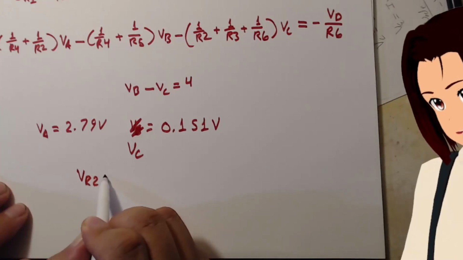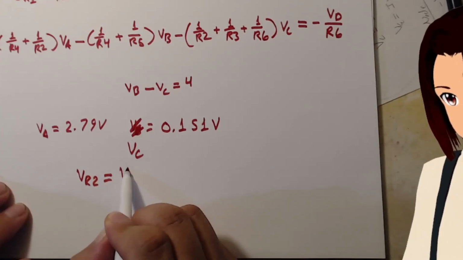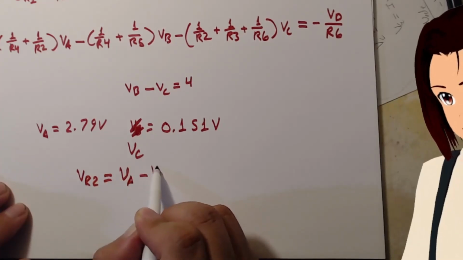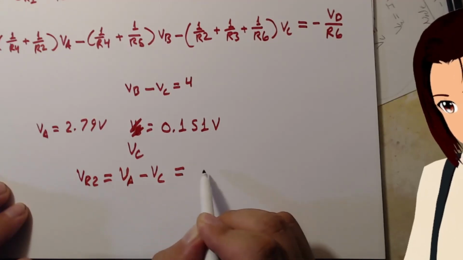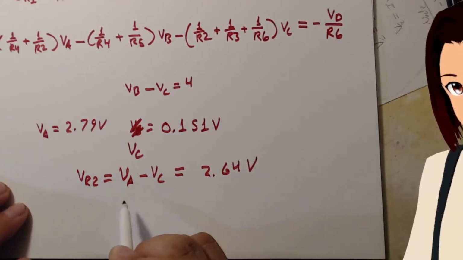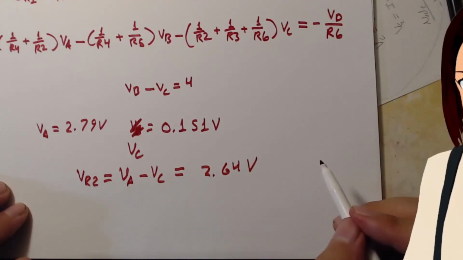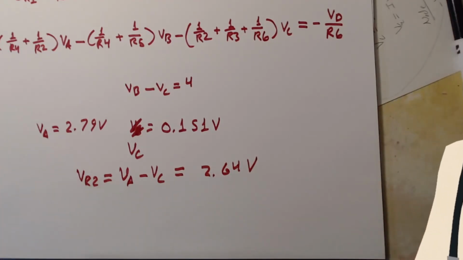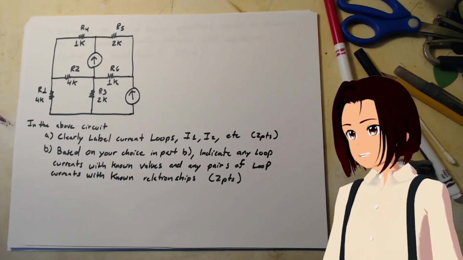VR2 is equal to VA minus VC, and that's just 2.64 volts. And there's your answer. Time for the second part of the question.